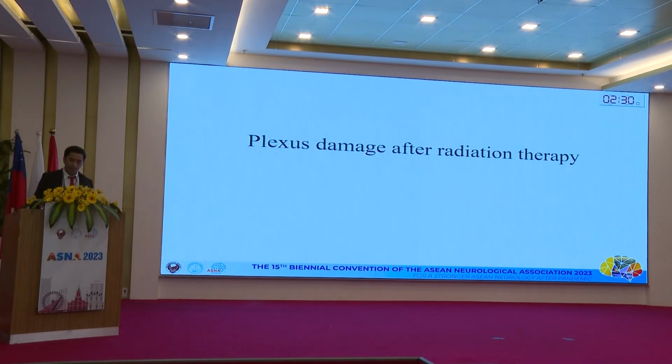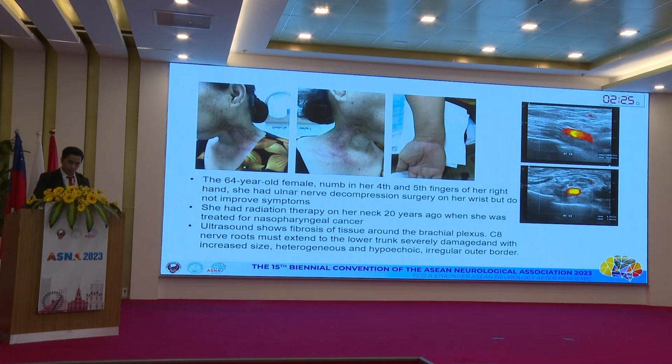The brachial plexus damage after radiation therapy. This is the case. A 64 year old female. She feels numb in the 4th and 5th finger on her right hand, and she had decompression surgery on her wrist, but she had no improvement in symptoms. She had radiation therapy for her neck 20 years ago when she was treated for nasopharyngeal cancer. Ultrasound showed fibrosis of tissue around the brachial plexus. You can see here, this is the C5. You can see here the C5.